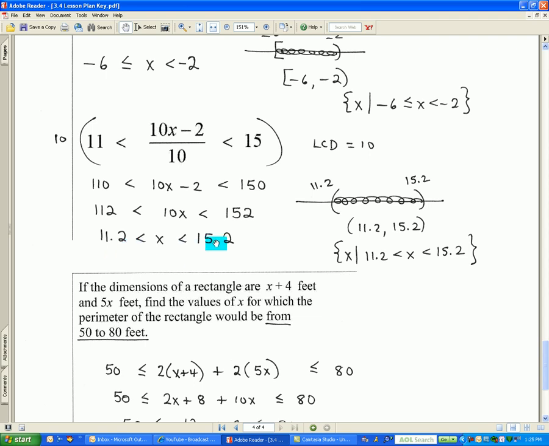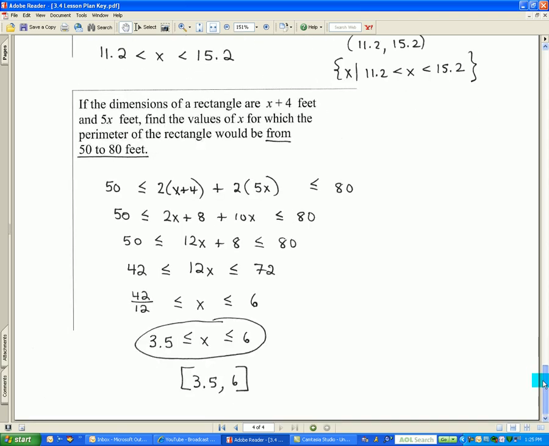When I graph this sandwich, I'm going from 11.2 to 15.2. In interval notation, 11.2 comma 15.2, of course with parens. And set builder notation is the one with the letters in it. The set of all x's such that x is in between 11.2 and 15.2.